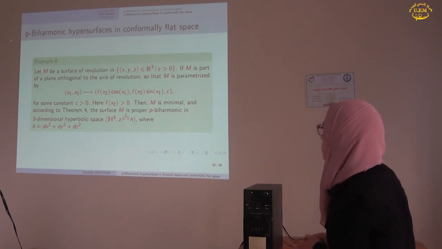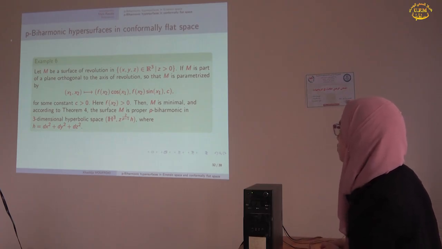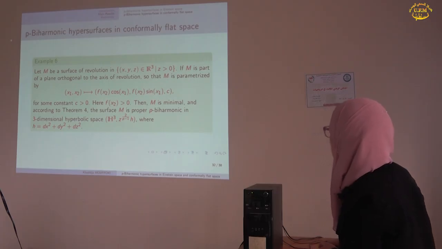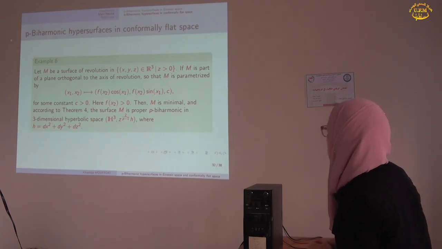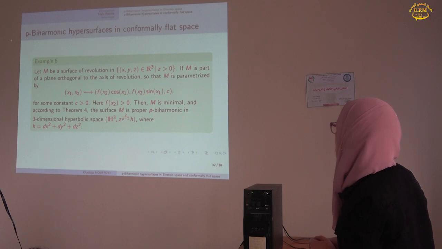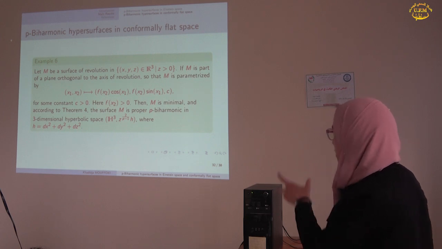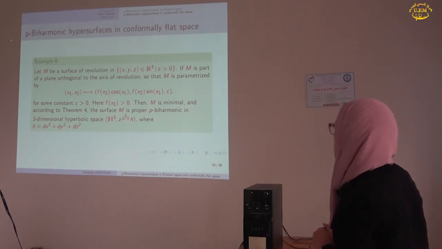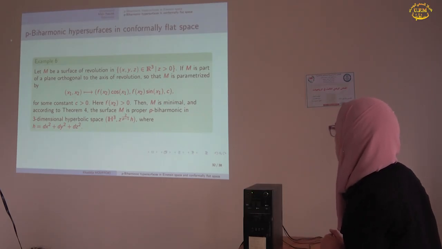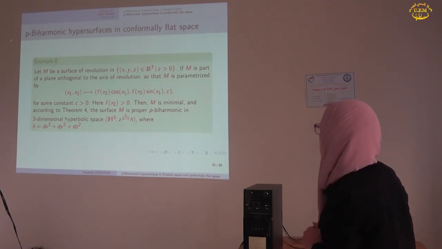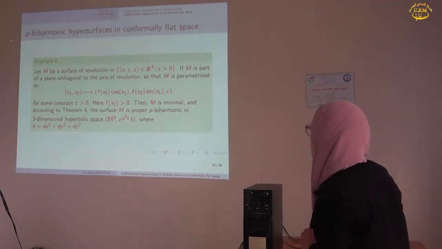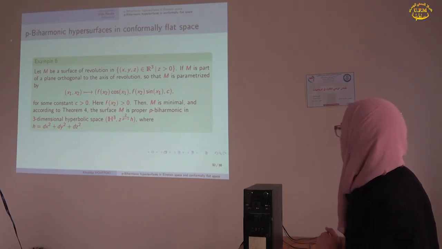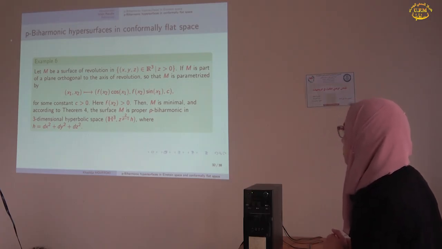Example number 2. Let M be a surface of revolution in R^3 with z positive. If M is part of a plane orthogonal to the axis of revolution, so that M is parameterized by this parameterization for some c greater than 0, here f(x) greater than 0, then M is minimal, and according to Theorem 4, the surface M is proper Biharmonic in three-dimensional hyperbolic space.